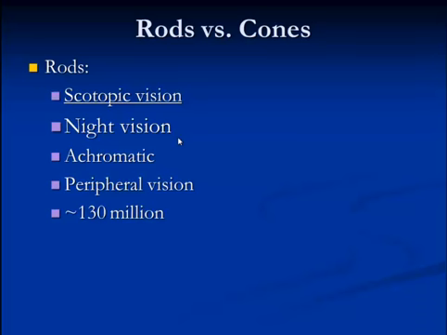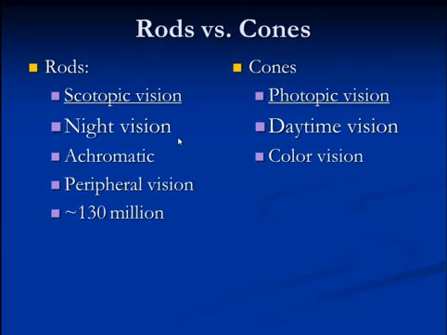About 130 million rods in your eyes. Cones are for photopic vision, daytime vision, light color, color vision, foveal vision. And these are the ones that are sensitive to different wavelengths of light. Light is broken up into wavelengths. And so we have red cones and blue-yellow cones, all sensitive to different wavelengths of light and reacting to those wavelengths. We call that foveal vision because most of the cones are right in that spot of your eye that you're focusing on. About 7 million cones.